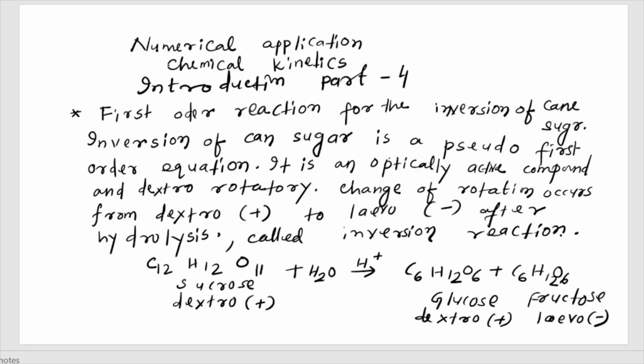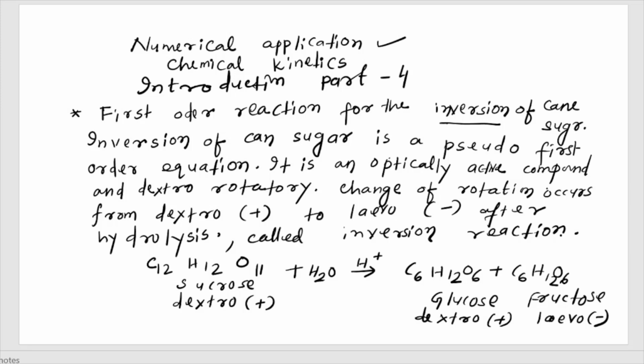Now I am going to explain numerical application in chemical kinetics. This is introduction part 4, where I am going to explain the first order reaction in inversion of cane sugar. Inversion of cane sugar is a first order reaction, but here dextrorotatory and levorotatory both are used in the inversion reaction, and that is why, according to the polarimeter, you see the rotation value change of rotation. So inversion of cane sugar is a pseudo first order reaction.